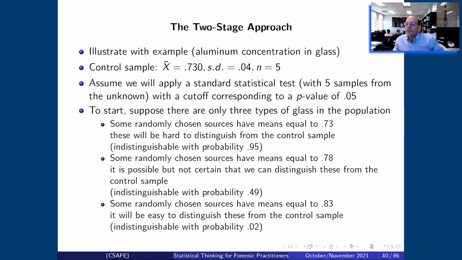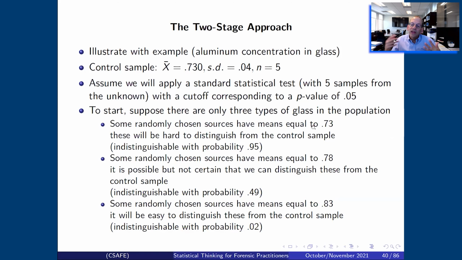And in this simple world, the third type of glass has very high aluminum concentration, 0.83. It's very different. And for 5 fragments from this sample population, it would be very unlikely to find 5 fragments from a 0.83 type of glass and 5 fragments from a 0.73 type of glass and decide that you can't distinguish. That would only happen about 2% of the time. And so that's how I think about stage 2.